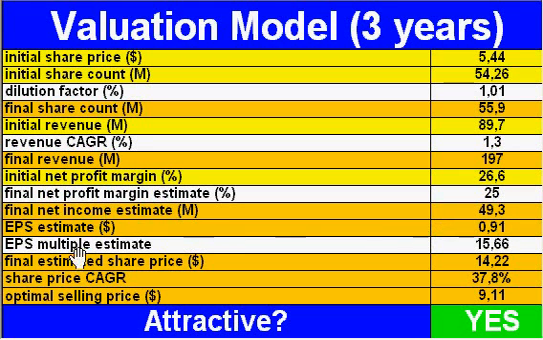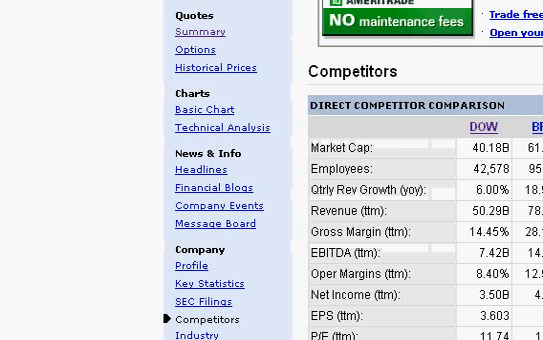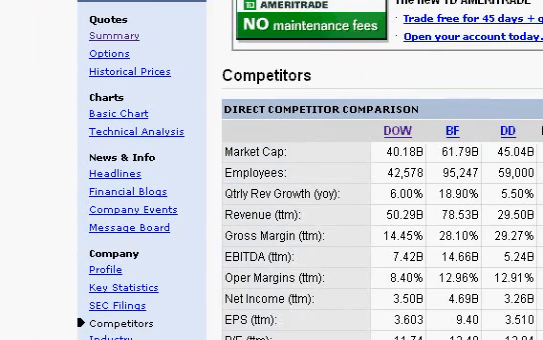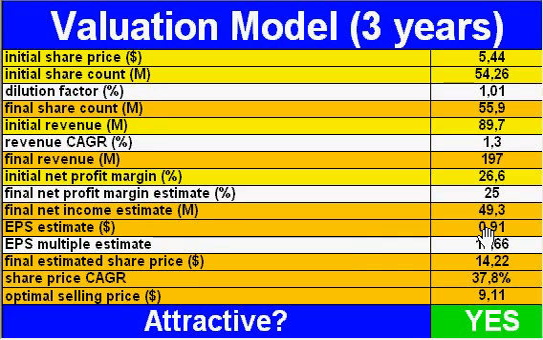per share. If we apply the average earnings multiple of the chemicals, you can check here. Let me try to put it here. Not easy. Of the chemicals major diversified industry, it has an average PE of 15.66, so I've applied that here, and this gives me a final estimated share price of $14.22 and a share price CAGR of 37.8%, which I consider attractive but not terribly so.